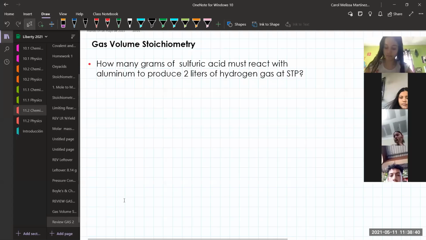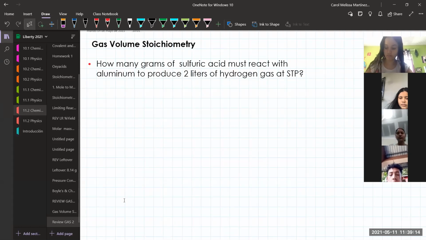Now, for gas volume stoichiometry, we're going to need to use the standard volume of a gas. A gas that is at standard temperature and pressure has a standard volume of 22.4 liters. That is going to be one additional conversion factor that you can use, okay?